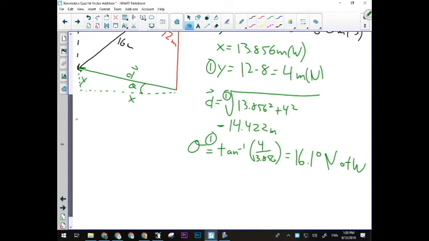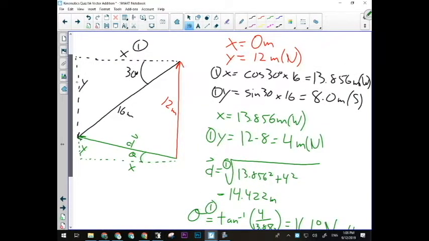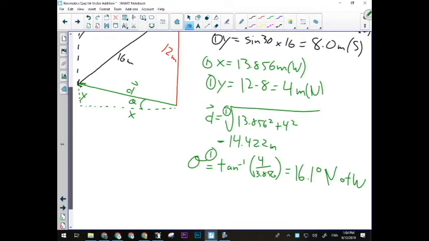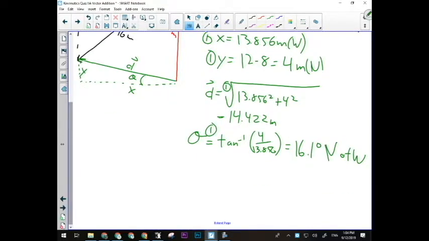That puts us up to 7? 6. Only up to 6. Sorry, give them a mark for the X one. That's a super easy mark. Give them a mark for that. Okay, that's the 7th mark. Now my final answer is my 8th and final mark.